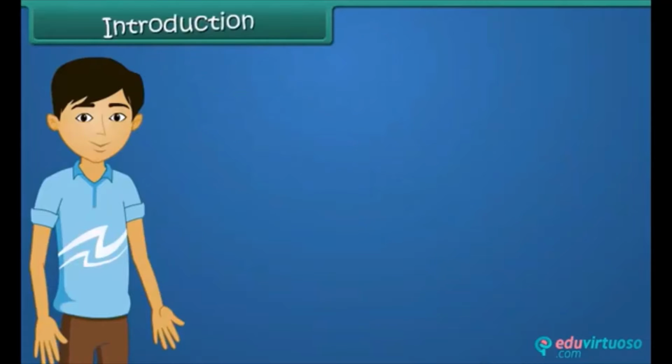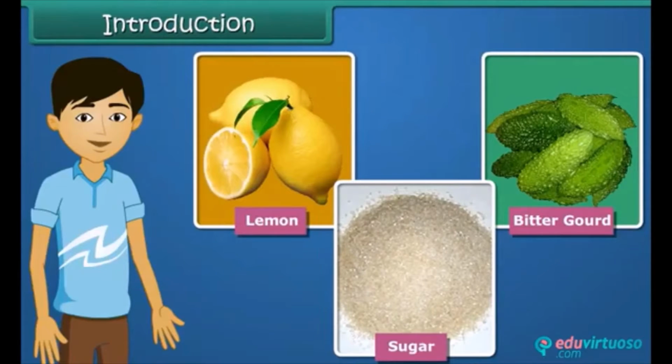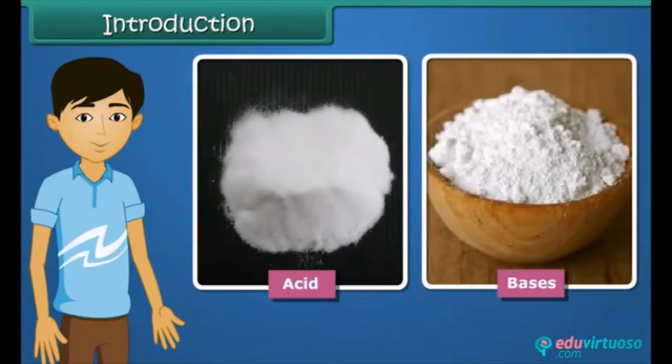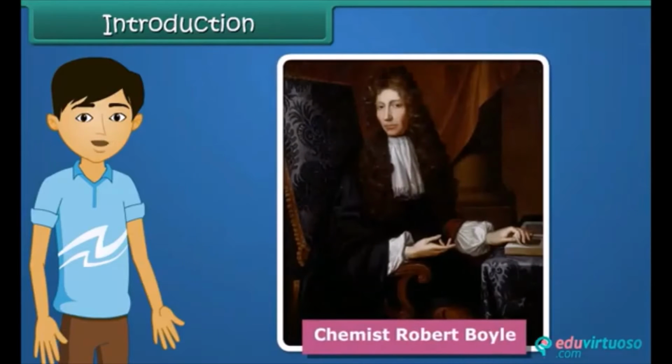Hello students, we have lemon, bitter gourd and sugar. Some of these foods taste sour, some taste bitter, some taste sweet and some are salty. The sour, bitter, sweet and salty taste of foods arises due to the presence of acids, bases and salts in them. In the 17th century, chemist Robert Boyle first labeled substances as acids and bases. In this lesson, you will study the properties of acids, bases and salts.